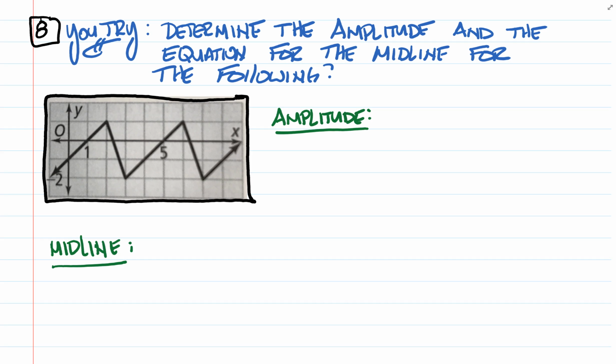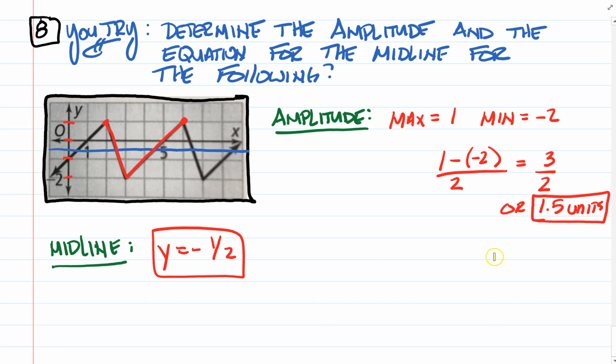Okay, here is your chance to shine. Tell me the amplitude and tell me the equation for the midline. Remember, the amplitude is a value and the midline is an equation. Okay, hopefully you got the answer of amplitude is equal to 1.5 units, and the midline is the equation y equals -1/2. So how did I do that?